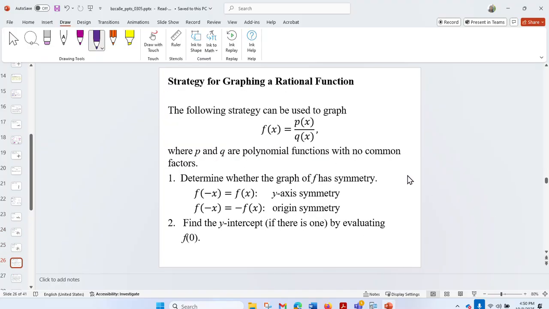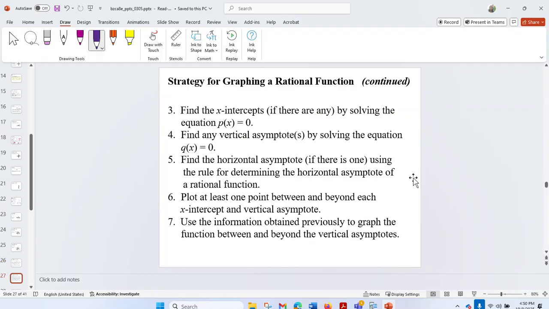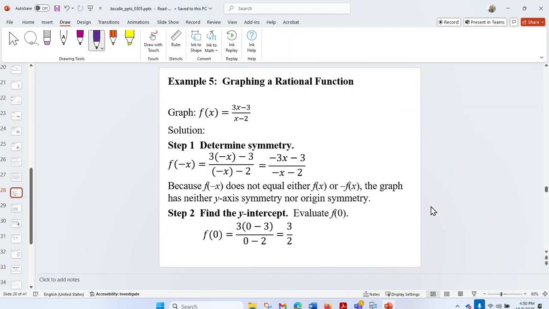Okay, any questions? So that's how we graph a rational function, okay? In order to graph the rational function, we can find the x-intercept, y-intercept, and find the vertical and horizontal asymptote, and then we can find all of them in here, okay? So how do I graph this one right here?